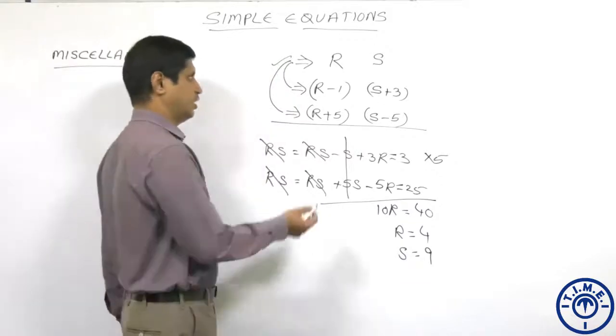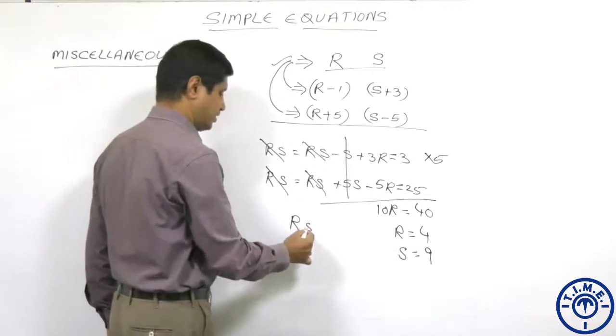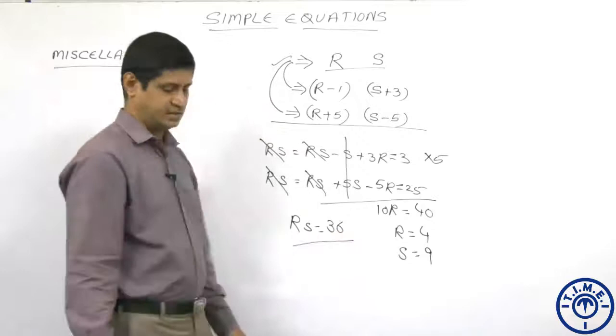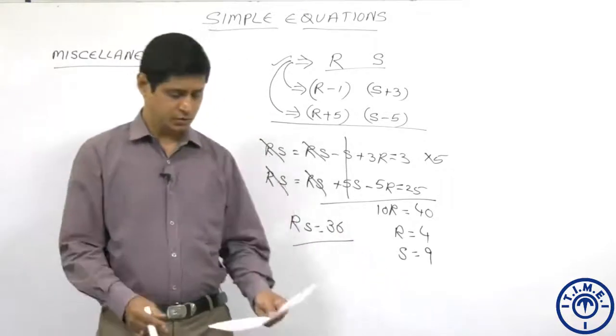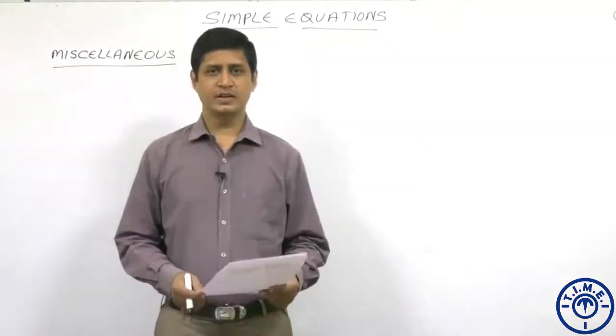What is the total number? The product of R and S. R and S means 9 into 4, it is 36. 36 is the total number of students. What is the right choice? Option 2. Now look at the next question.